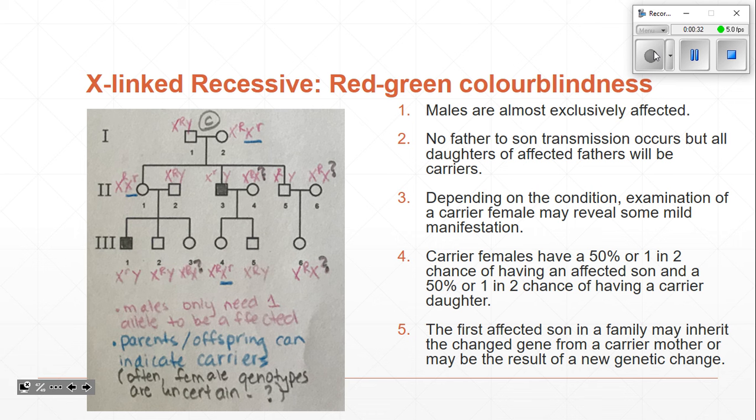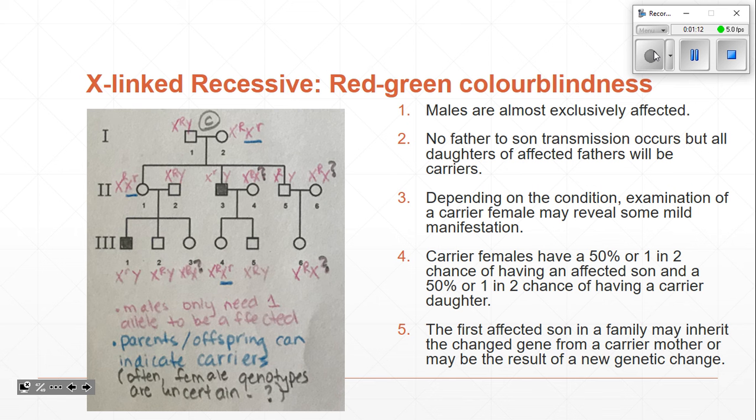Now, when a trait is X-linked recessive, the points over on the side, those are your clues. The first clue I always look for is whether males are affected more than females. Typically with X-linked recessive traits, males are almost exclusively affected. That doesn't mean females can't be affected. It just means that it's more likely that males are affected. If you think back to X-linked recessive traits, males only had to have one copy to have the trait, whereas females had to have two copies, which is why it's less likely that females will have an X-linked recessive trait.